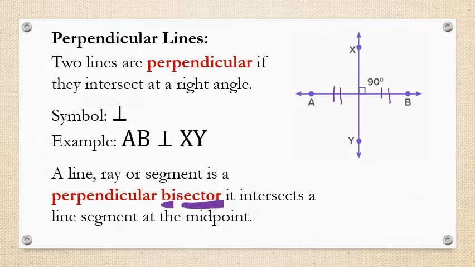So if I take this picture and I make a midpoint M right here, not only is XY perpendicular to AB, but XY could cut AB in half, which means that AM would be congruent to MB. So segment AM and segment MB are congruent.